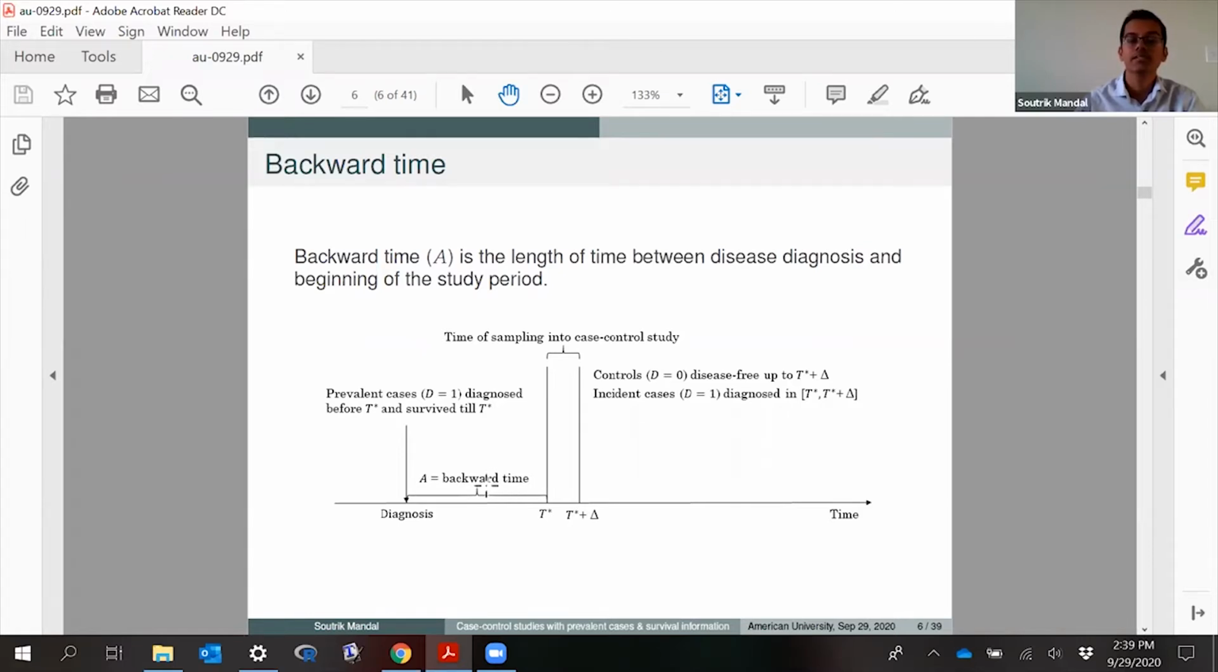Now, notice that for a prevalent case to be observed, they had to survive till T star. That means for observed prevalent cases, the survival time has to be greater than the backward time. If the survival time is smaller than the backward time, that means the prevalent case died before the study and they were not observed. Okay? So this is the idea of backward time.